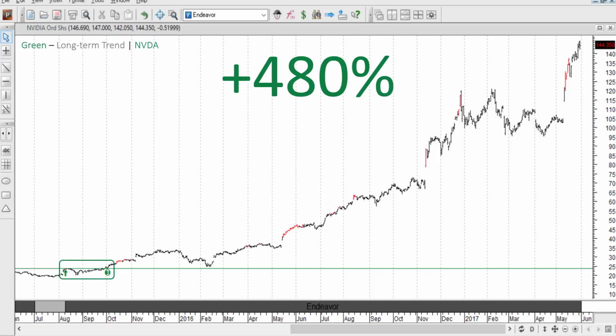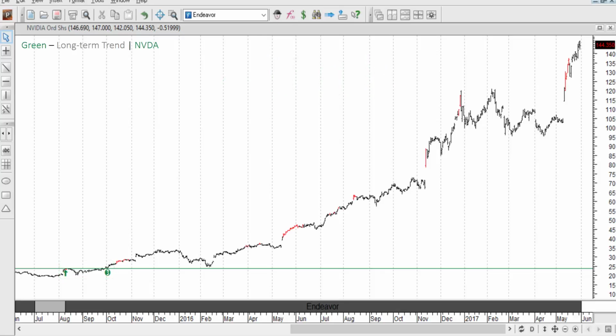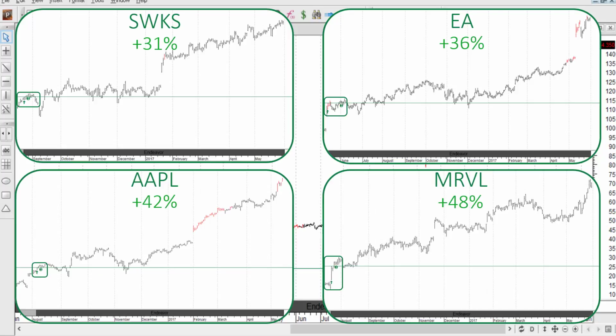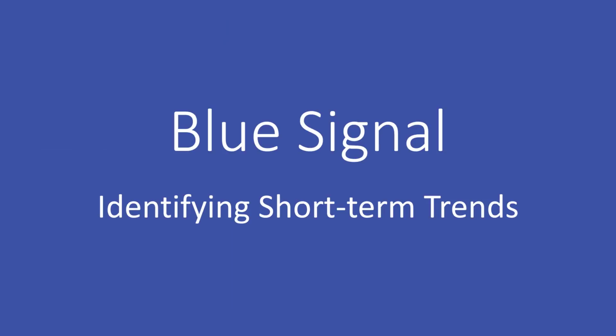Now, like I said before, this is an extreme example, and it is unusual to make this much on a green signal. However, it is not unusual to make over 30% on a green. Each of these stocks did it in less than 1 year. The green signal makes it remarkably simple to identify the right time to jump into a trade for the long term. But, long-term trades aren't for everyone. So, then we have the blue signal, identifying short-term trends. If you want a quick and easy way to find momentum trades, the blue signal is going to change the way you look for them.